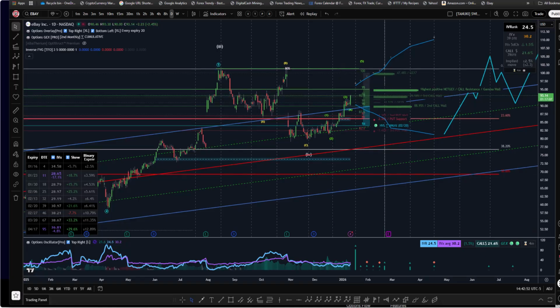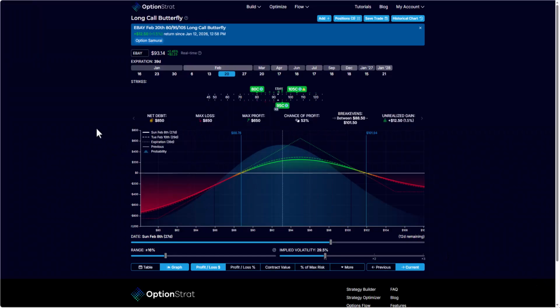So if I now go to the trade that I put on, I put on a long call butterfly. So we're buying deep in the money, selling near the money. We're at, what are we at right now? 93. I'm selling the 95s and then buying the 105s here. So we have a bit of a hedge.